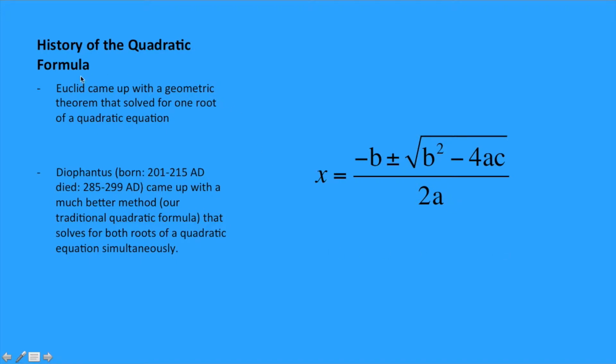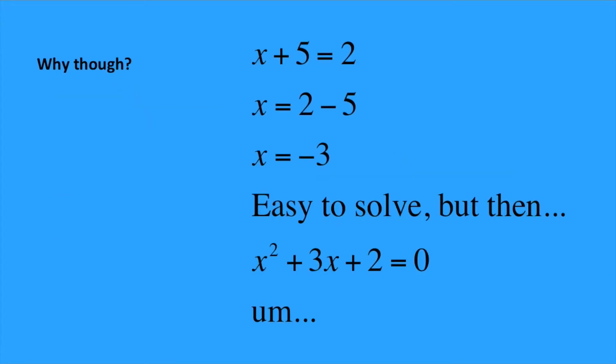Euclid originally came up with an idea like this. It was a more geometry-based theorem though, and it only solved for one root of a quadratic equation. It only solved for one value of x, when in most cases we're dealing with two values of x. And so it wasn't really as good as it could be. And so Diophantus came up with this more algebraic method that will give you both x values of a quadratic equation.